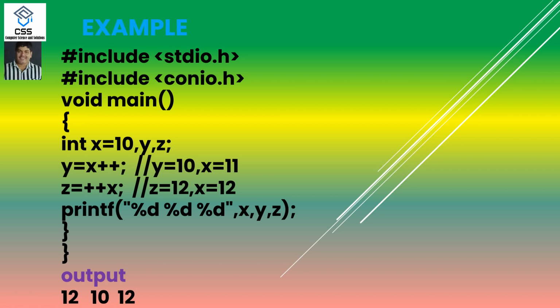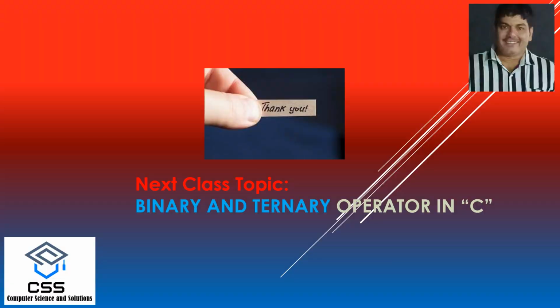In this way, as I have previously run a few programs, you will be running the program either in the Turbo editor or in an online compiler. Then in the next class, we have to discuss the binary and the ternary operator in C, followed by the relational operator.